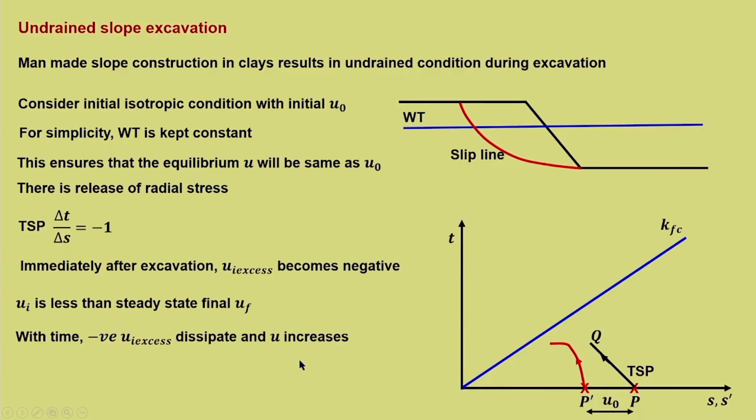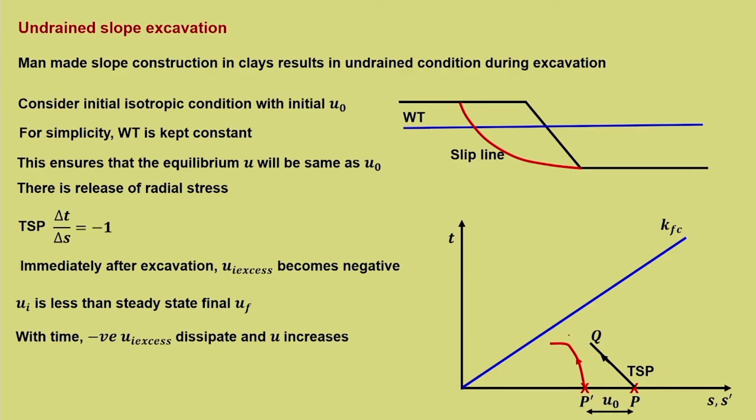So, UF, which is the equilibrium pore pressure in the final stage, will be more or less equal to U naught. So, that is why it is told at the beginning the pore water pressure UI will be less than the earlier pore water pressure, that is U naught. Why? Because there is a negative pore water pressure and the positive pore water pressure gets reduced. So, this is what it means.